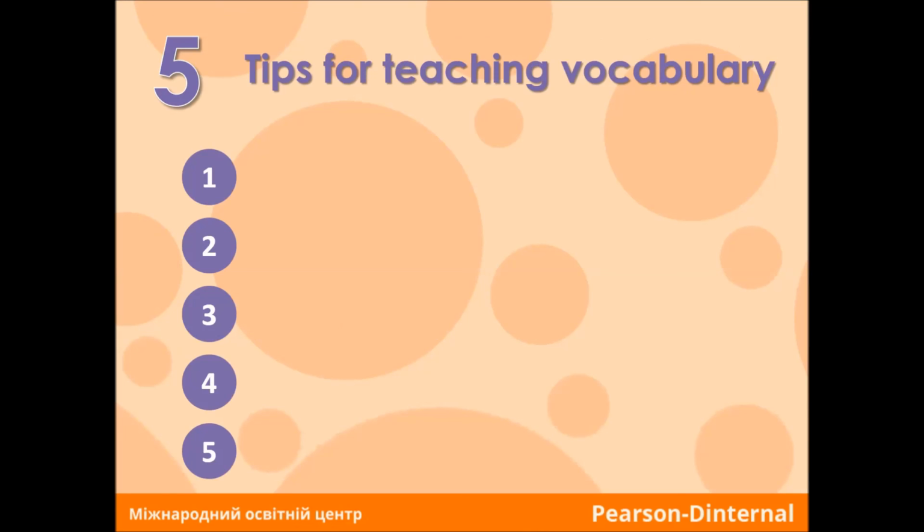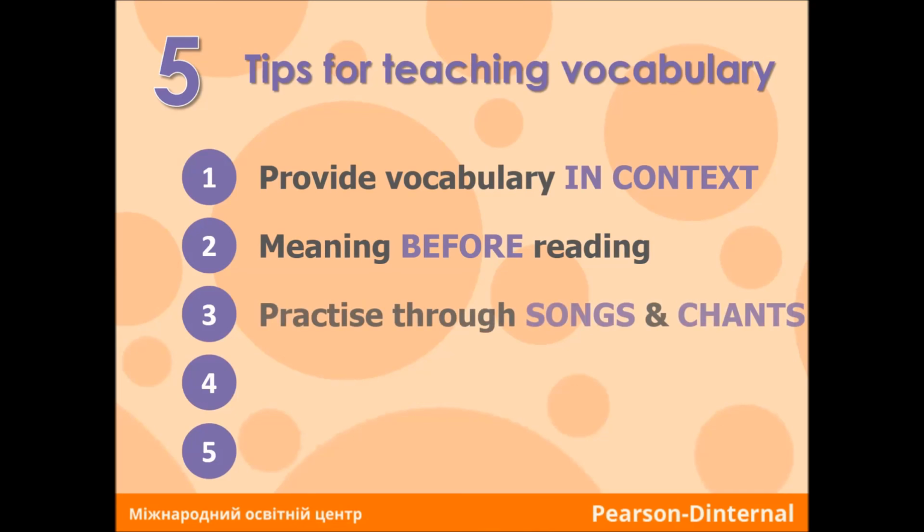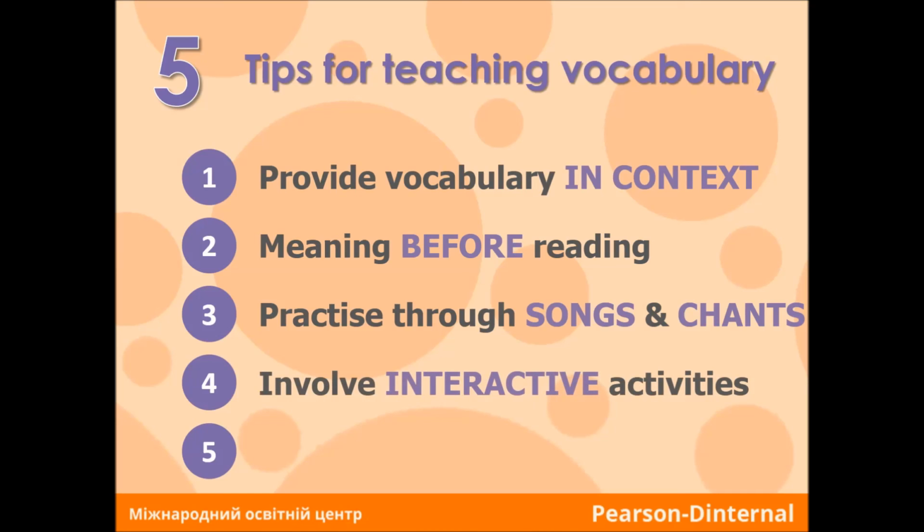Can you remember all the tips for teaching vocabulary in primary school? Let's recap. First, provide vocabulary in context. Number 2, meaning goes before reading. Number 3, practice through songs and chants. Number 4, involve interactive activities. Number 5, recycle as much as possible.